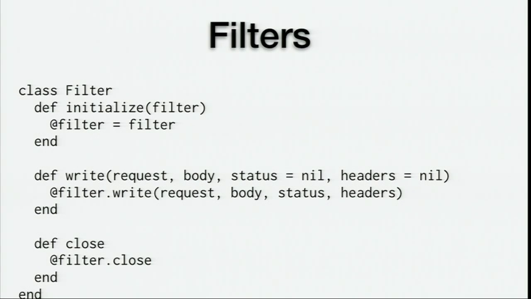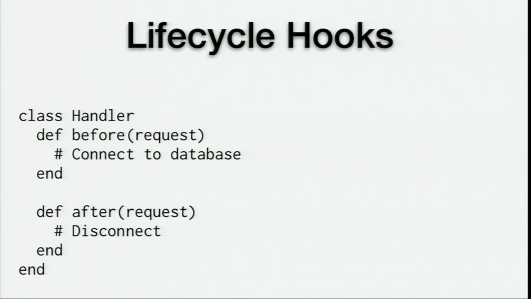The next thing we need to do is we need to implement filters. And these filters are specifically for filtering data. They can buffer stuff up, or they can gzip things. They can do whatever they want to, but their only responsibility in life is dealing with response data. We need to also support lifecycle hooks so that we can support things like the connection pool, where we bring up a connection and then tear it down at the end.